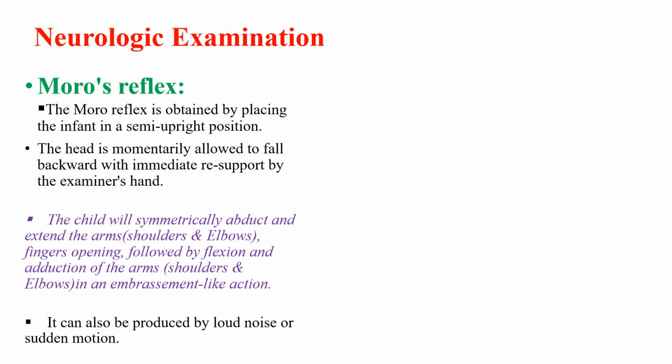When we come to the neurologic examination of the newborn, check whether the baby is alert or not, and also check for neonatal reflexes. From the neonatal reflexes, the Moro reflex is one. The Moro reflex is obtained by placing an infant in a semi-upright position. The head is momentarily allowed to fall backward with immediate re-support by the examiner's hand. The child will symmetrically abduct and extend the arms, fingers opening, followed by flexion and adduction of the arms, which is an embracement-like action. It can also be produced by loud noise or sudden motion.